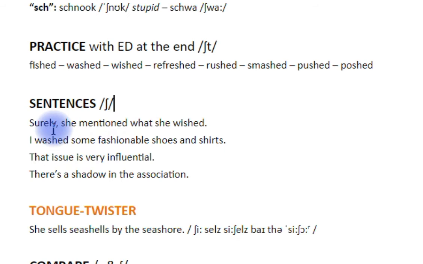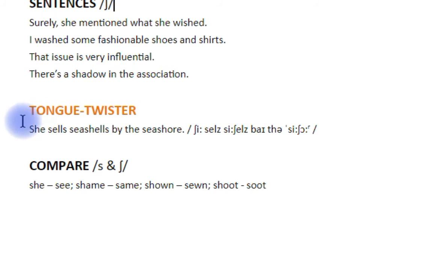And then some sentences with this sound. Surely she mentioned what she wished. I washed some fashionable shoes and shirts. That issue is very influential. And there's a shadow in the association. And there's a famous tongue twister that you can practice, a children's tongue twister. She sells seashells by the seashore.